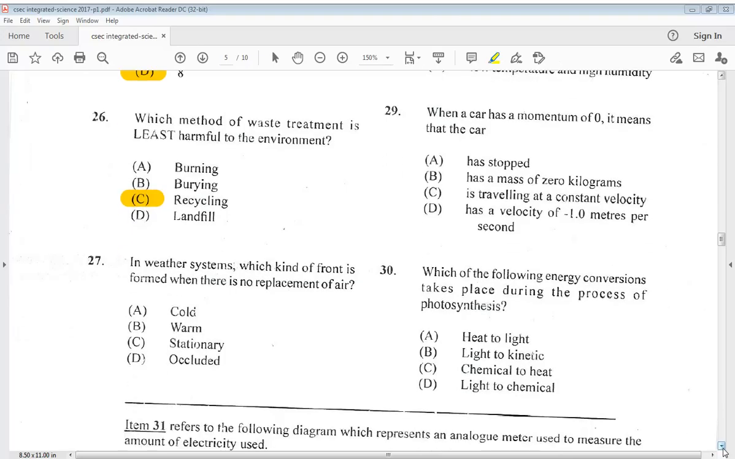27 says, in weather systems, which kind of front is formed when there is no replacement of air? A. Cold. B. Warm. C. Stationary. D. Occluded. So we know it is C. Stationary.